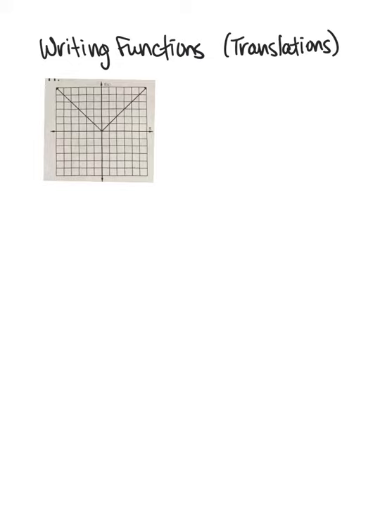Okay, so this video is going to be about writing functions. We're given a graph, we're given some criteria, and we need to write the functions from the graph or from the parent function. The first graph that we're given is this graph here. And we can see that it has a V, so we know that this graph is an absolute value.